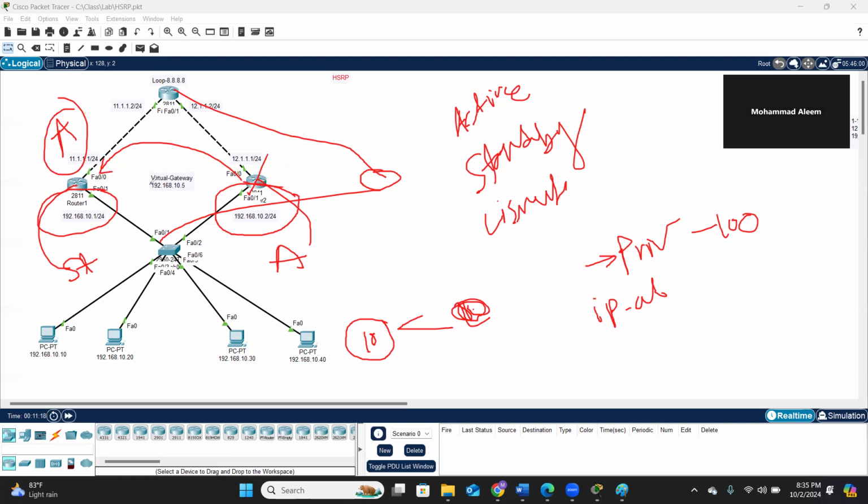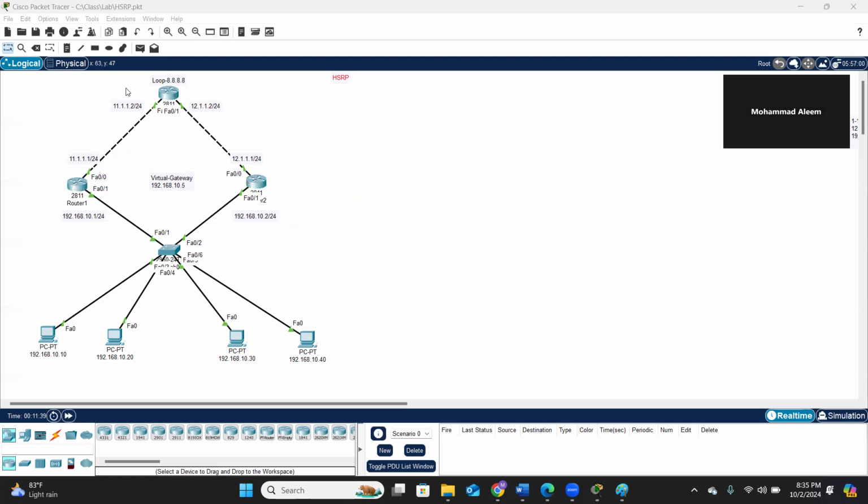The highest IP address is this one. So if preemption is enabled, then it will go back to this router. We'll discuss more on preemption. Don't confuse it. But the election criteria is decided within 10 seconds. That is it. So now, anyway, I'll remove yesterday's HSRP configuration, and we'll discuss from scratch.